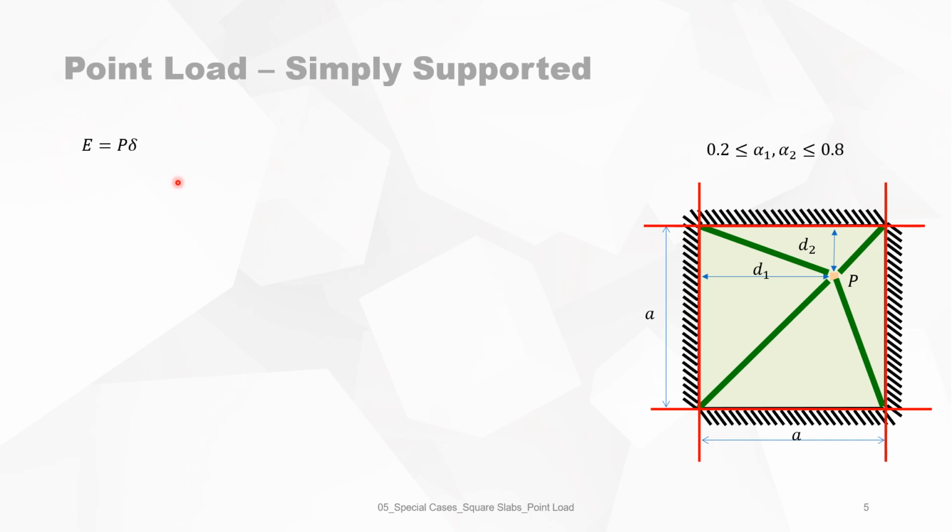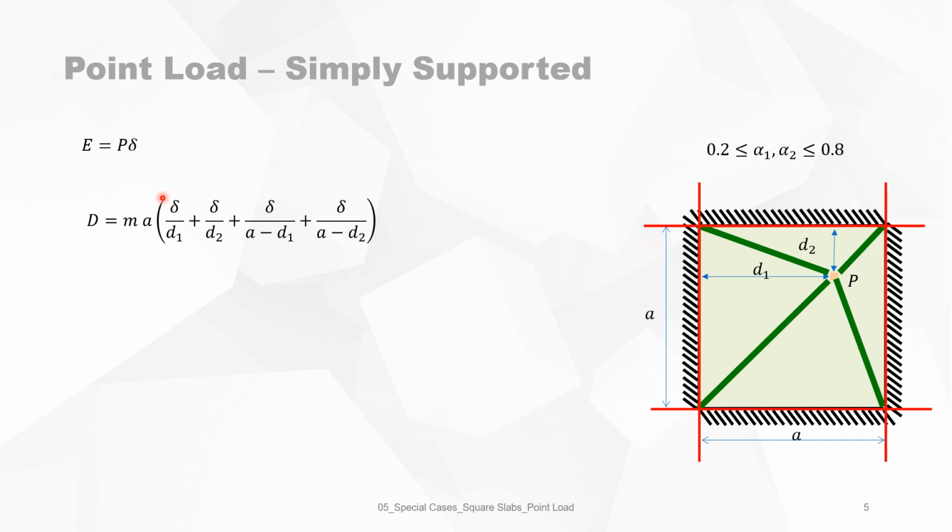Work done by the external forces is easy. The point load times the unit value of the deflection delta, so it's P times delta. The work done by the internal forces is, of course, the plastic bending moment m multiplied by the projection on the rotation axis. If you take, for instance, those two yield lines projected to this axis, it's a times the rotation, which is delta divided by the maximum distance, d1.